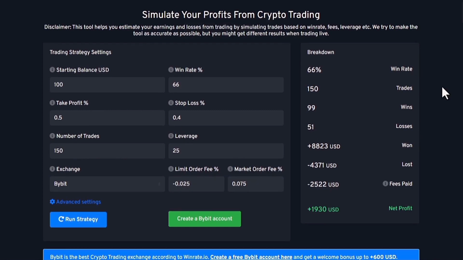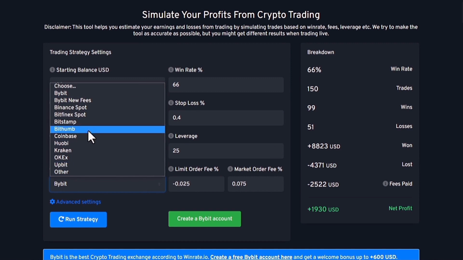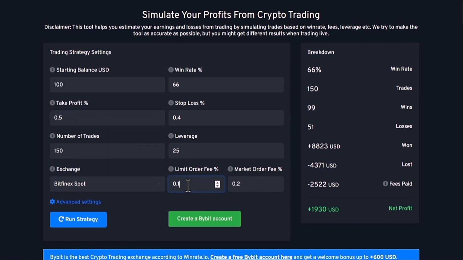Before telling you about my choice and what I use, we must look for an exchange with super low fees. Why super low fees? Because we are taking lots of trades, and already our take profits here, as you can see, 0.5 and 0.4, are too low. So if I choose another exchange, let's say Bitfinex, it's going to be like 0.1 for the limit order, which is crazy high.